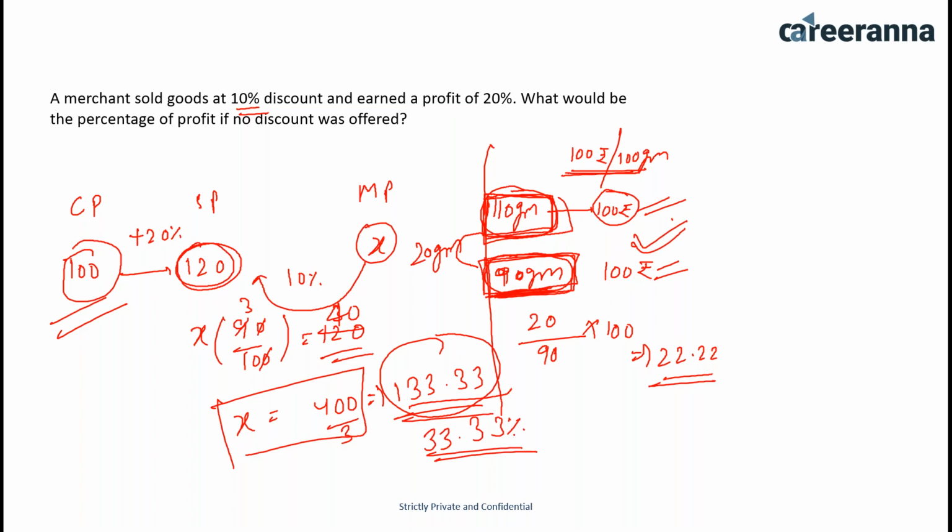Yes, Shraddha, you can do it. But I always recommend you to solve it using the CP, because profit and loss percentage is always calculated on cost price. Okay, I'll explain it again, don't worry.